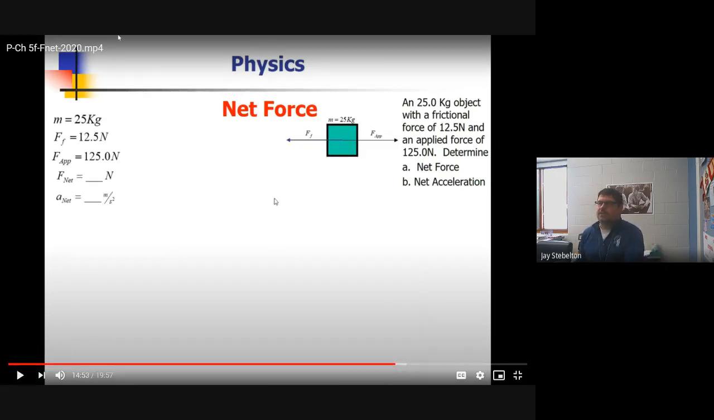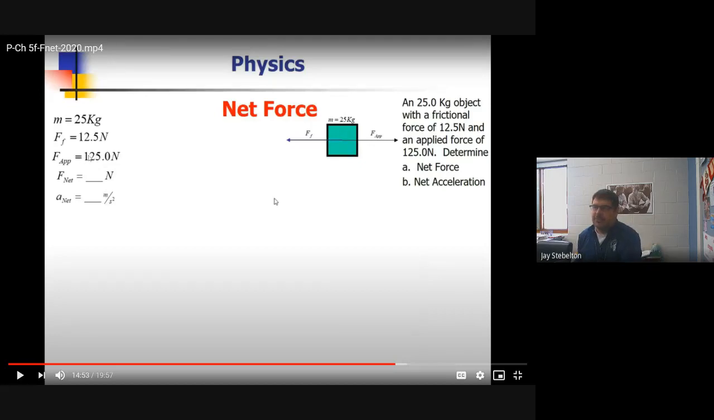Okay, so listen, try this one right here. You're going to determine the net force. Remember, the net force is F1 plus F2. Here is your force of friction. So again, it's a subtraction problem. Here's your applied force. The friction's in the opposite direction. So everyone do this one.